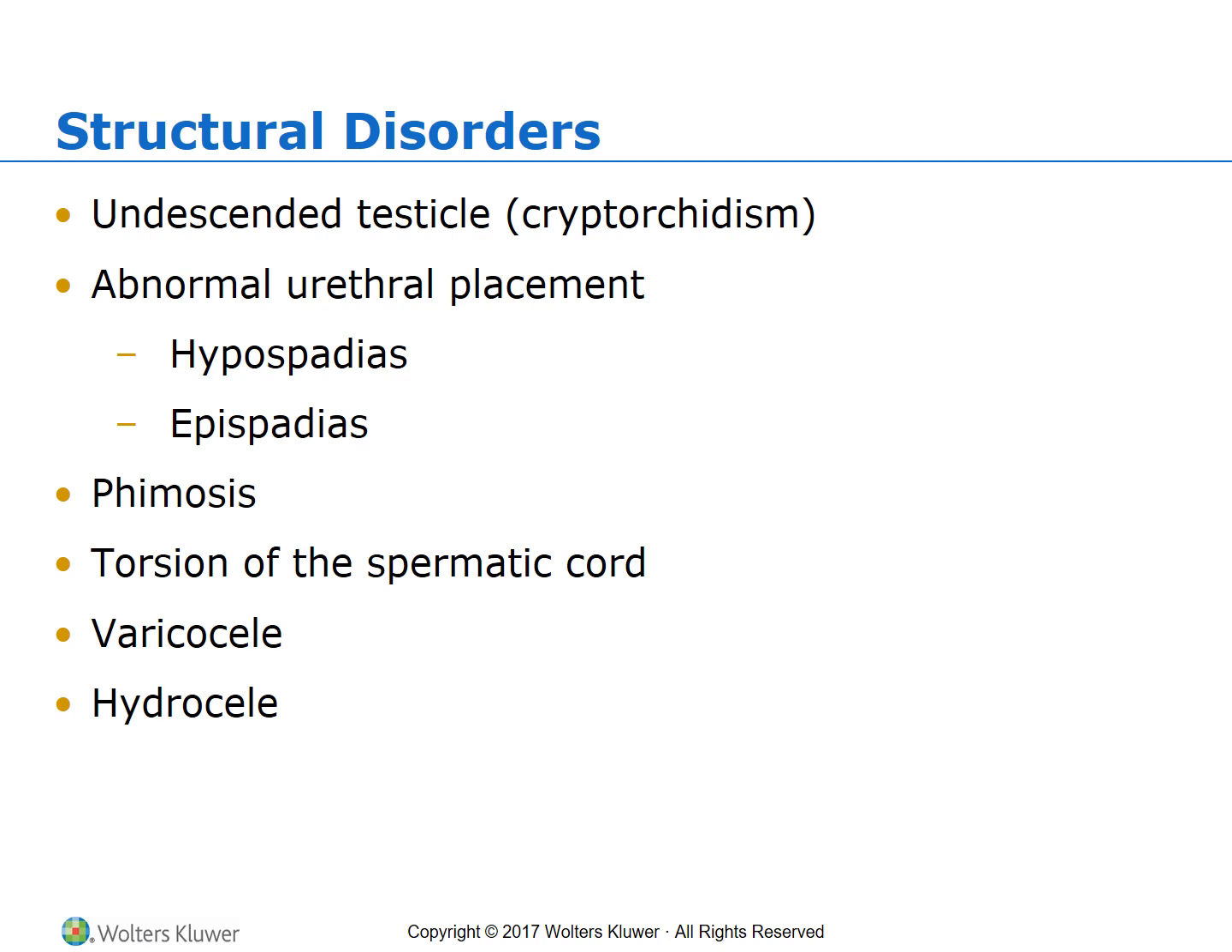Abnormal urethral placement. Hypospadias is where the urethral meatus is located on the underside of the penis. Epispadias, the urethral meatus is located on the upper surface. So remember, hypospadias, located on the underside, hypo, under. If congenital, it will usually require surgery if it is severe.